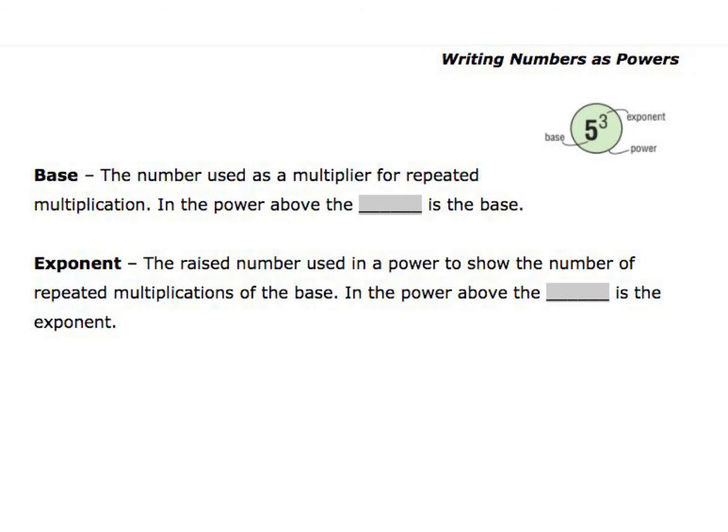So just like we mentioned before, the base in our example is 5, and that's the number that's used as a multiplier for a repeated multiplication. I'll talk more about that in a second. The exponent is the raised number used in a power to show the number of repeated multiplications of the base. So in this case, the exponent is 3.